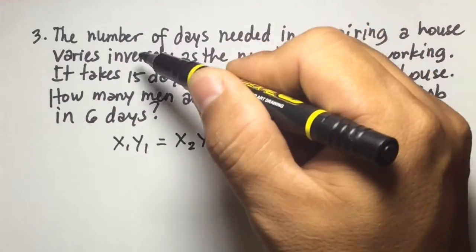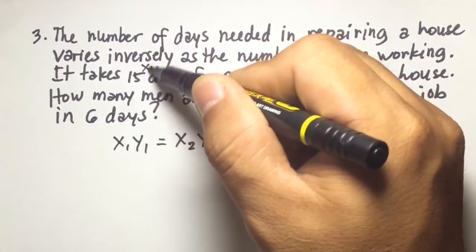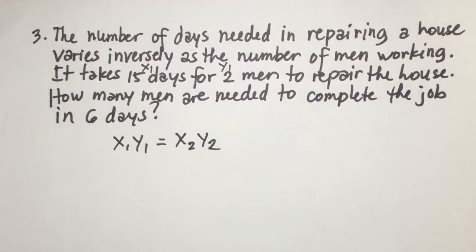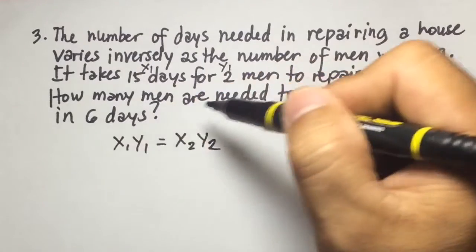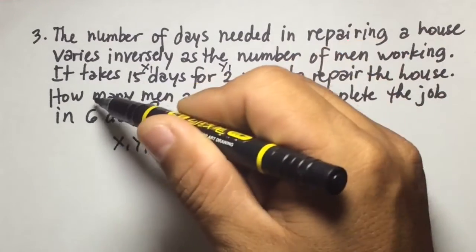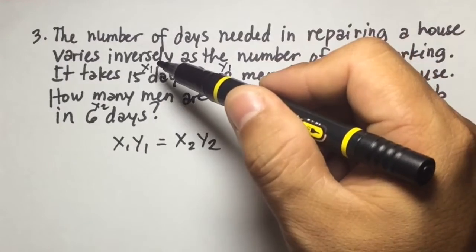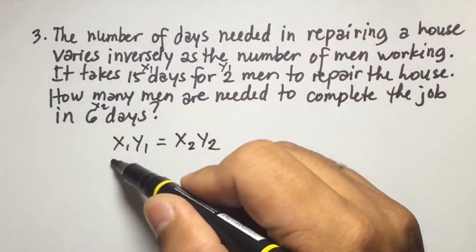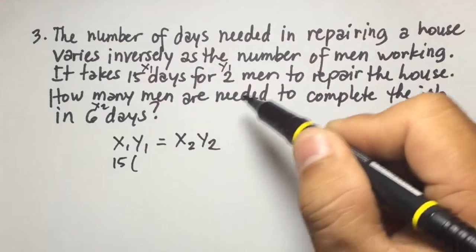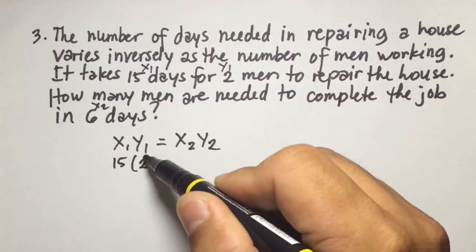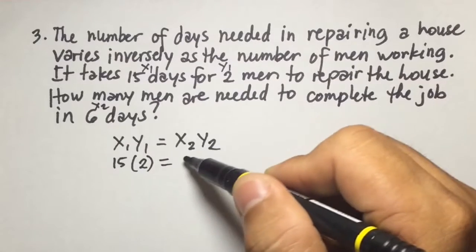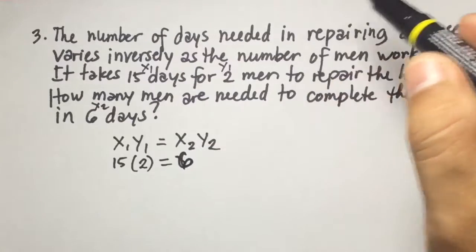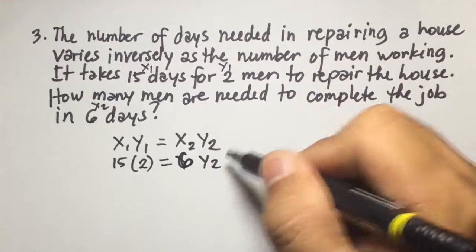Then we can have the number of days, 15 days, as x sub 1. Then 2 men will be y sub 1. Then 6 days will be x sub 2. So having the values of the variables here, you can have x sub 1 as 15 times y sub 1, which is 2, equal to x sub 2, which is 6, times y sub 2, the unknown.